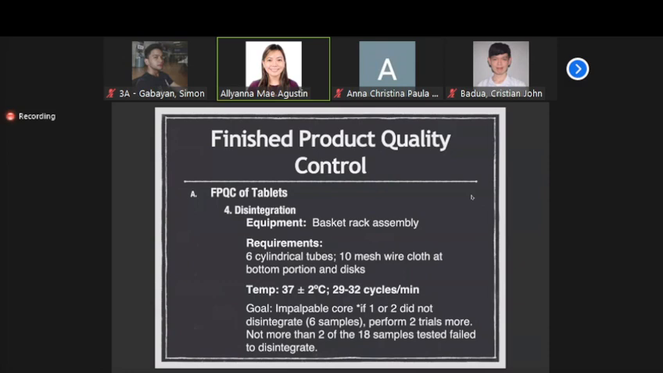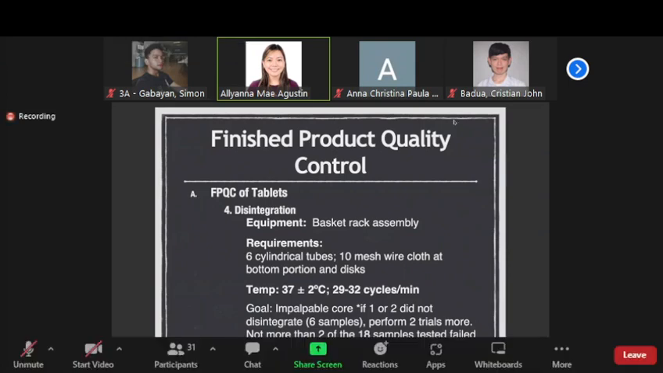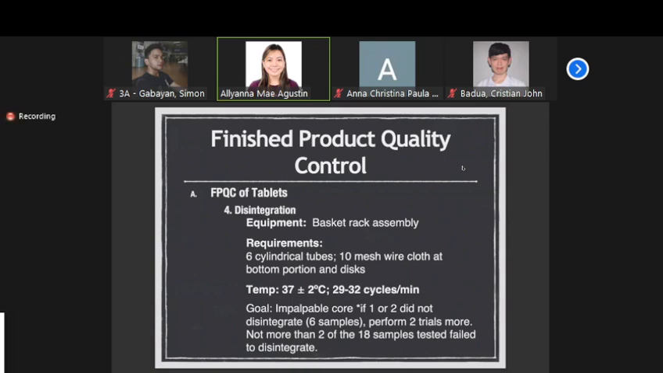Within the basket. And then after the allotted time, the end goal is an impalpable core. Ito class, very important. What do we mean by impalpable? Merong may idea what is impalpable? So that's a board exam question. Impalpable means not perceptible to the touch. So impalpable, not perceptible to the touch.